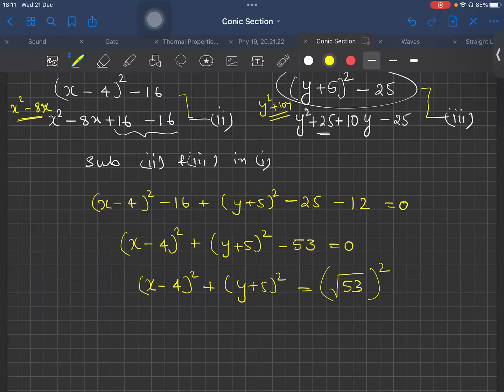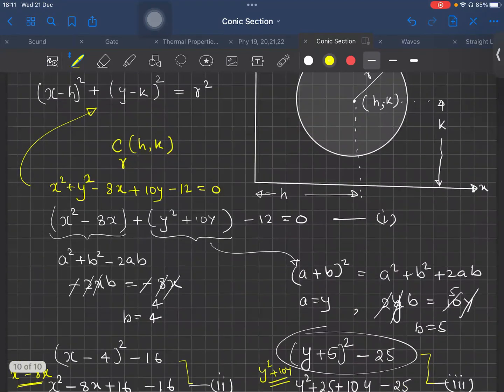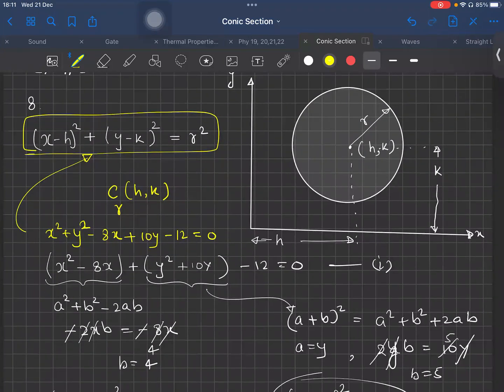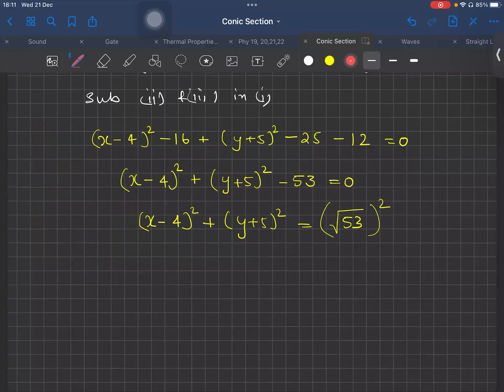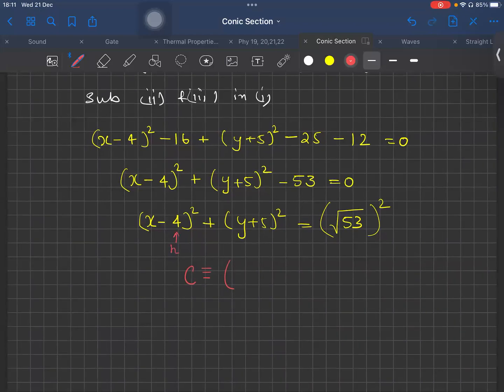Yes, sir. It's okay, sir. Okay. That means why are we writing in this form? Because we are writing it in the general form of a circle so that we can find its center. Now tell me, Hari, what will be its center? This is your h, this is your k. Minus 4, comma 5, sir. No, it will be 4 comma minus 5.